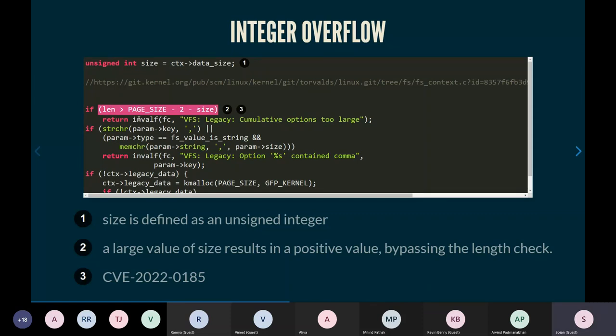And then instead of returning, it'll continue the execution and it'll allocate and copy data into the data structure, which is not allowed in the first place. So an attacker can have a payload in that data and force the kernel to execute something which is not supposed to be executed. So this is a real bug which was found last month in the Linux kernel.